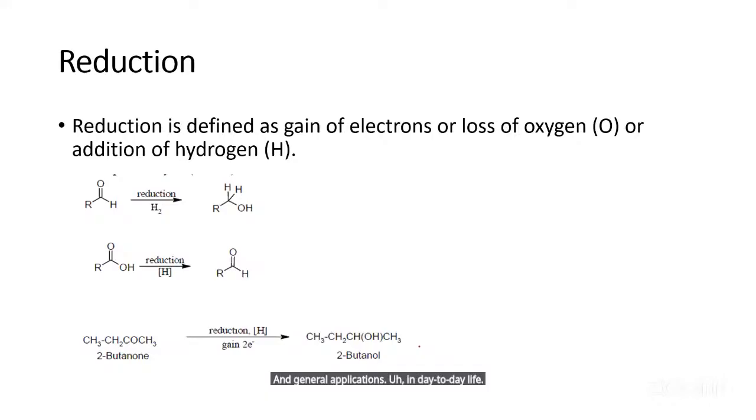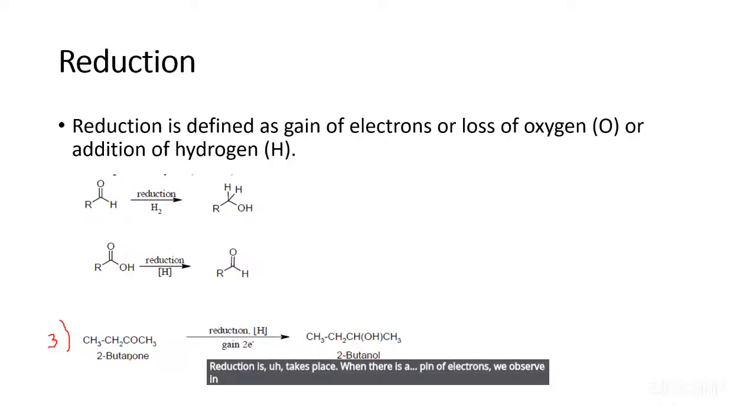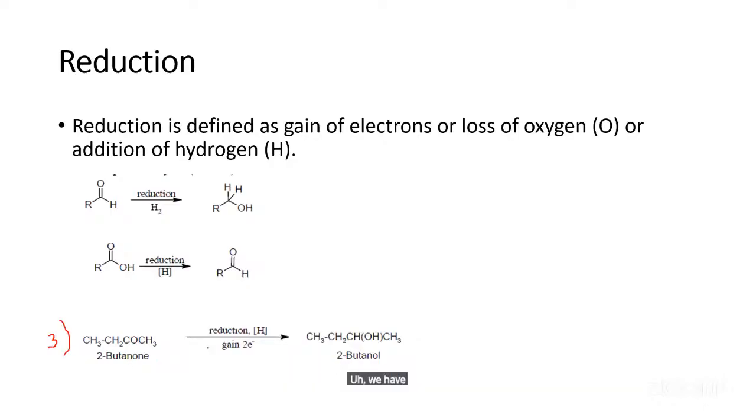Now, we move toward the second topic, that is reduction. Everyone is aware that reduction is just the opposite of oxidation. Reduction takes place when there is a gain of electrons. We observe in this first reaction, we have the 2-butanone, and when two electrons are gained, it is converted to 2-butanol. Or we say there is a loss of oxygen atom.